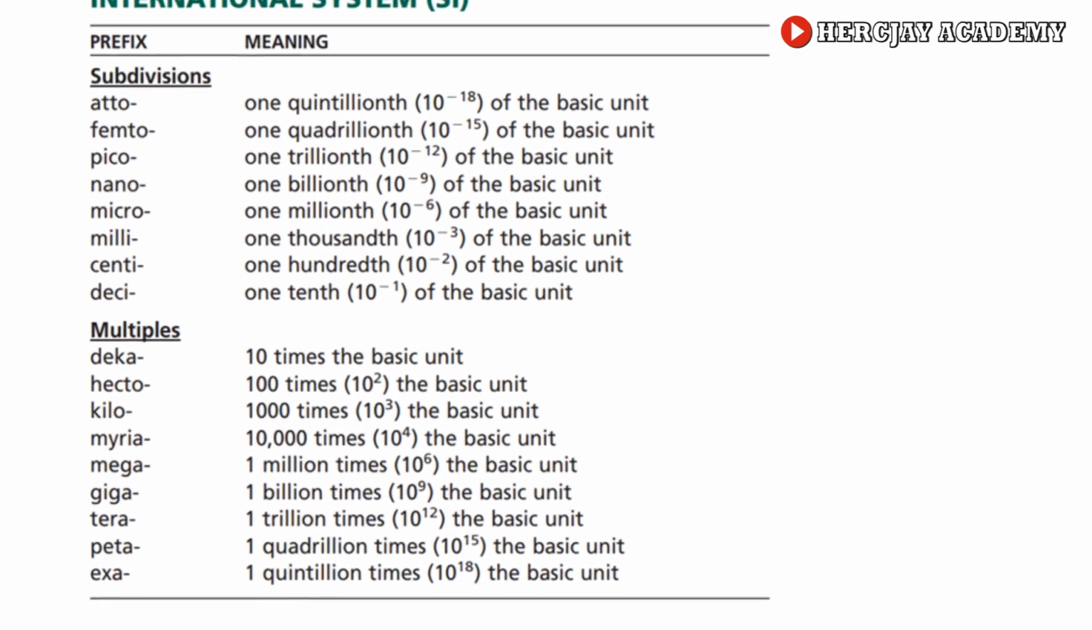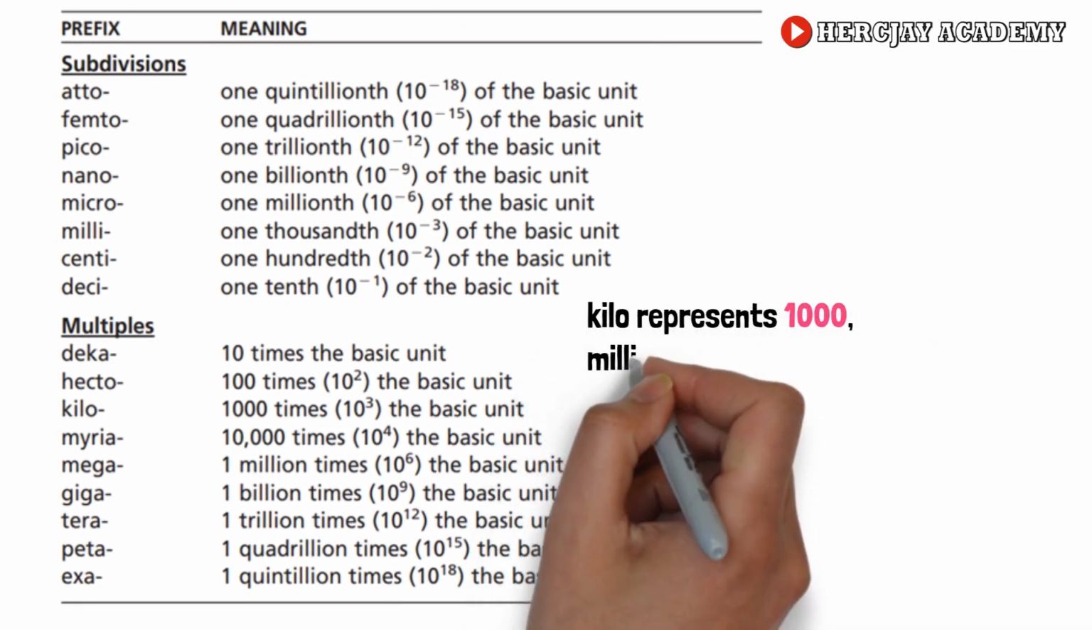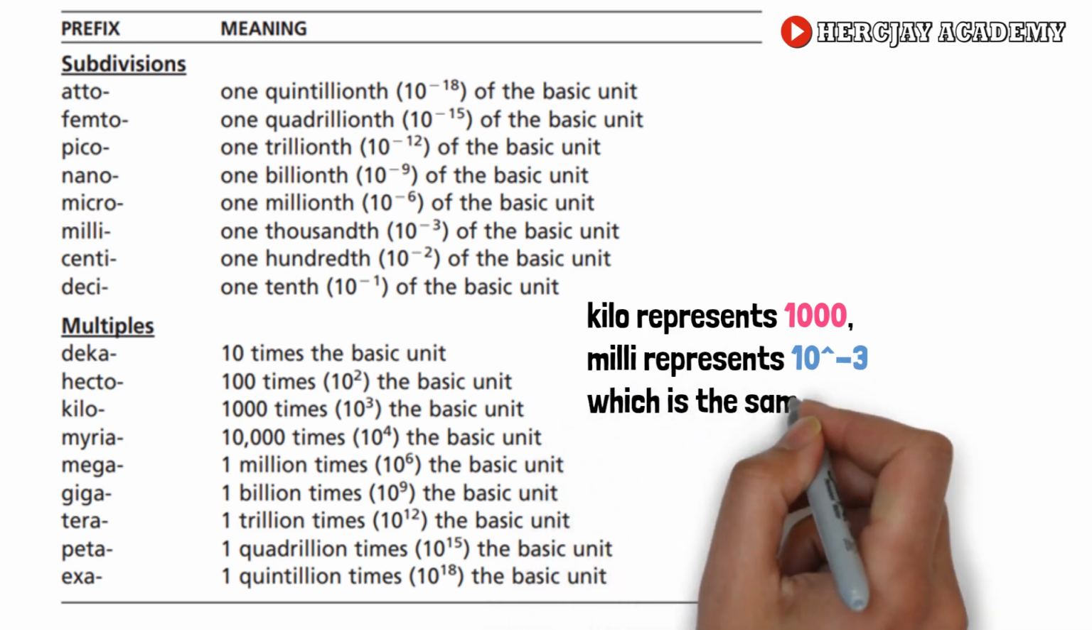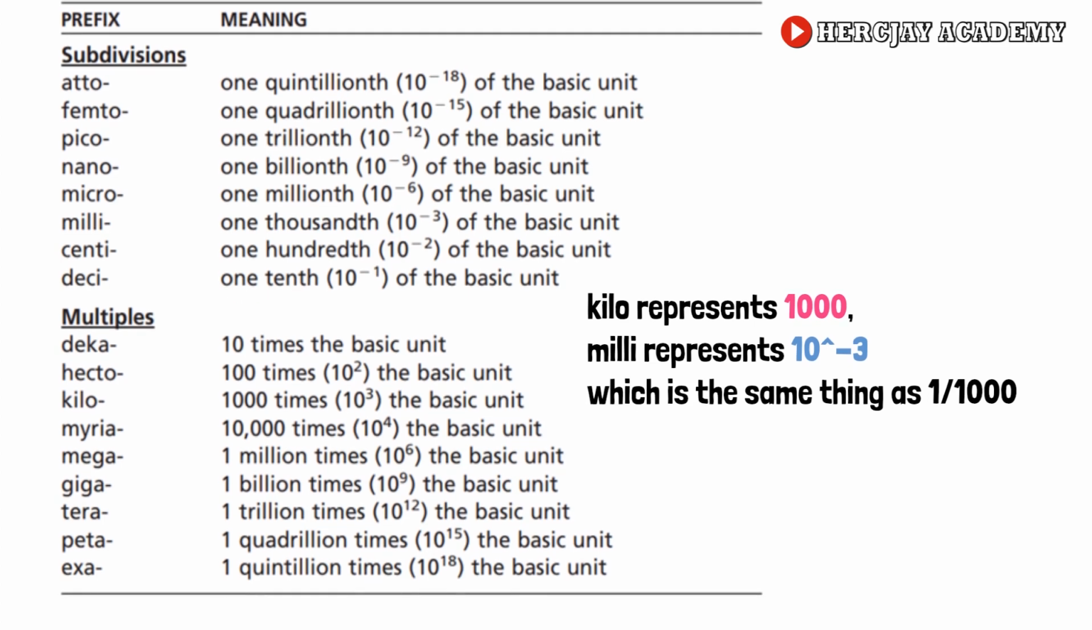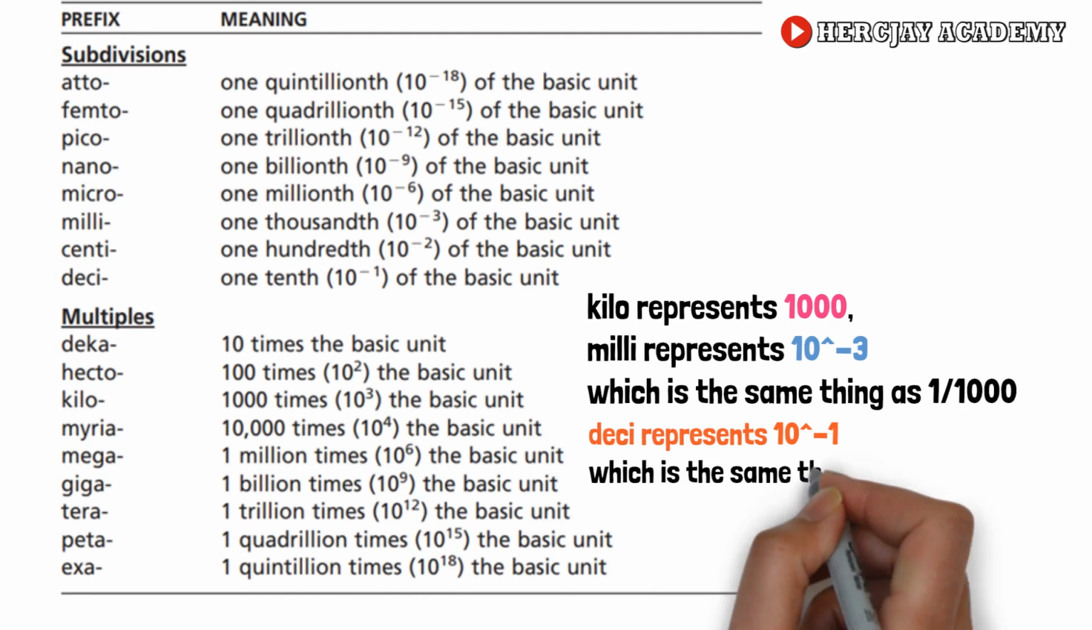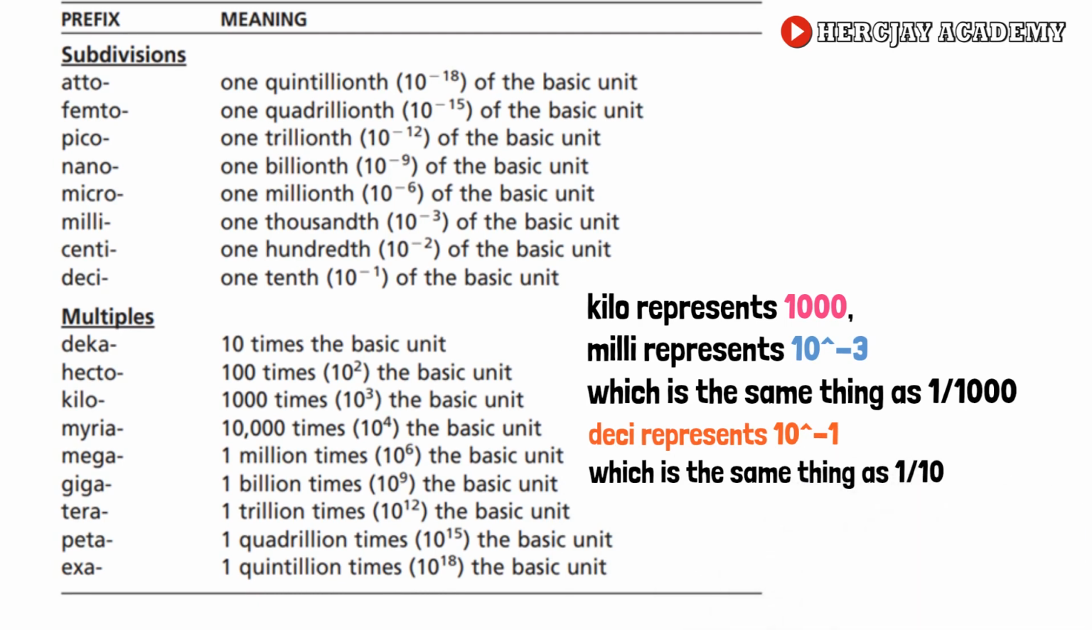From the table, we can see that kilo represents 1000, milli represents 10 raised to the power of minus 3, which is the same thing as 1 all over 1000. I know it's 1 all over 1000 because there should be 3 zeros as the value says 10 to the minus 3. And finally, deci represents 10 raised to the power of minus 1, which is the same thing as 1 all over 10.